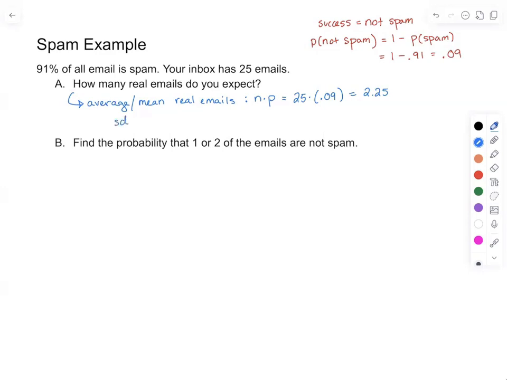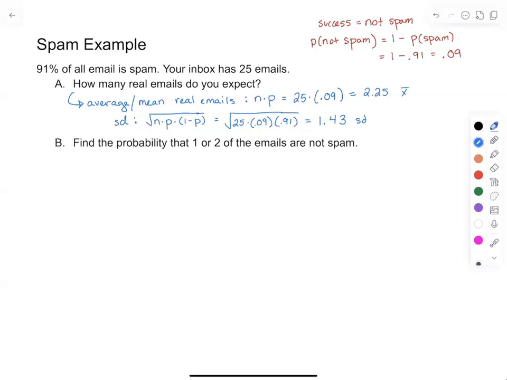So just so that you have this formula, for the standard deviation, we do the square root of n times p times 1 minus p. So in this case, that's going to be the square root of 25 times 0.09 times 0.91. And when I put that into my calculator, I get 1.43. So this is the average, that's the mean, and this is the standard deviation for the number of real emails.